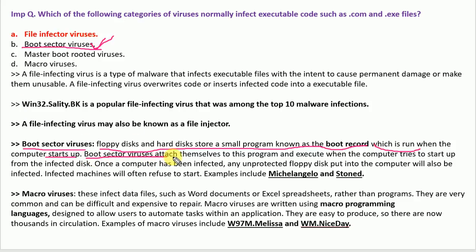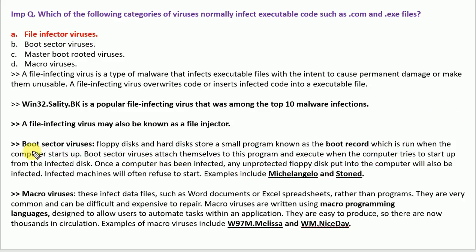Boot sector viruses attach themselves to this program and execute when the computer tries to start up from the infected disk. And once a computer has been infected, any unprotected floppy disk put into the computer will also be infected. An infected machine will often refuse to start. Some examples are Michelangelo and Stone, basically.